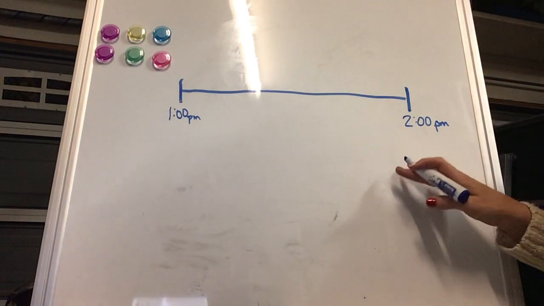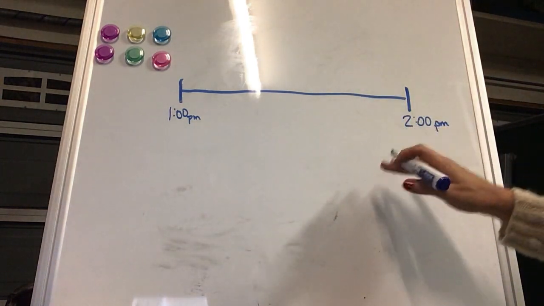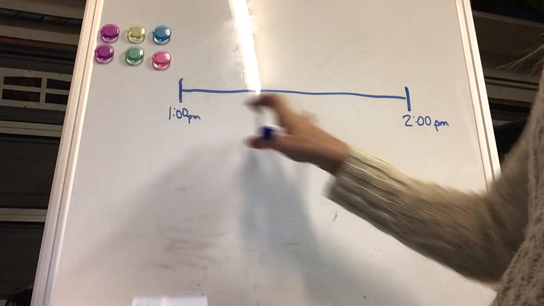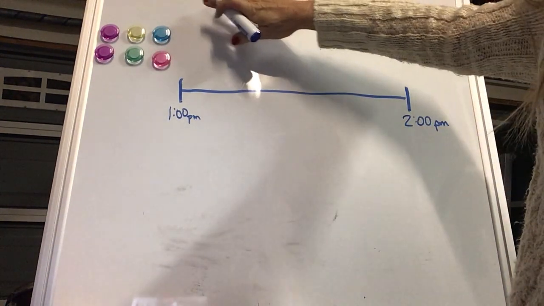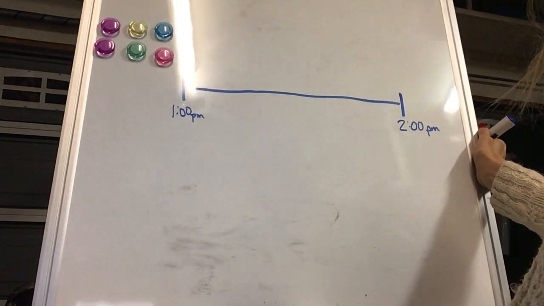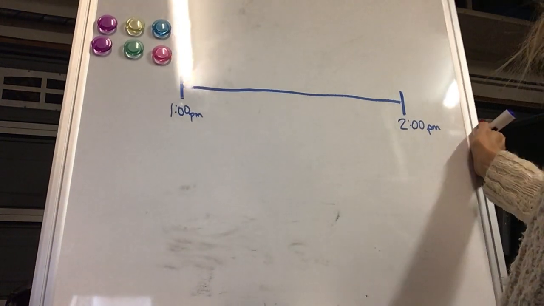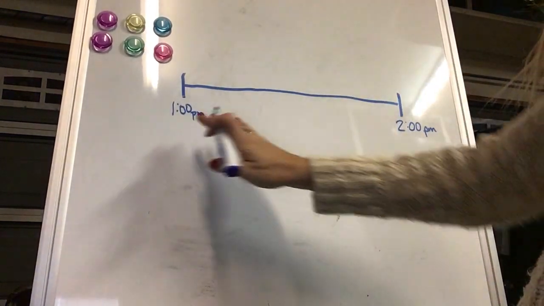Remember, you can pause this anytime you want if I go too fast for you. The goal is to just finish it and have it look awesome. So, sorry for this glare. That's a lot of glare. Maybe that's better. So there it is, 1 o'clock to 2 p.m.